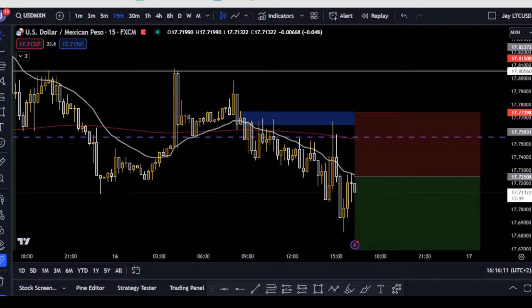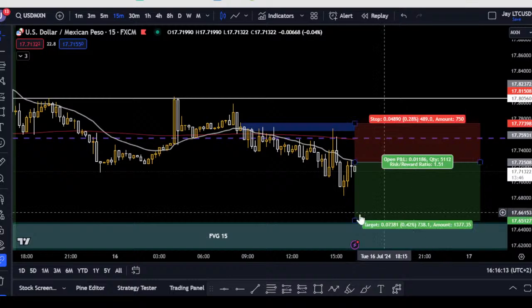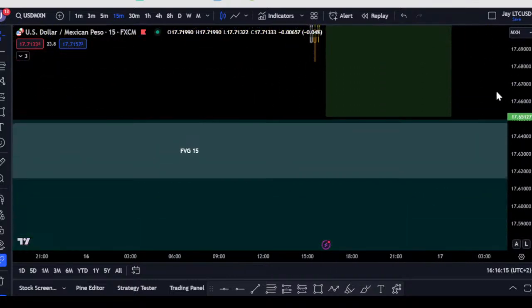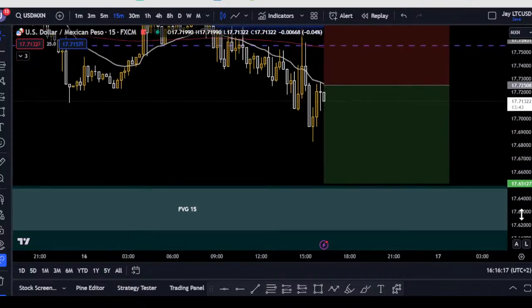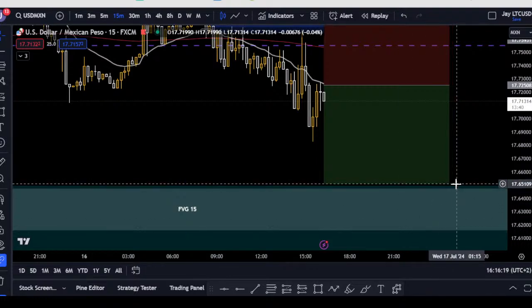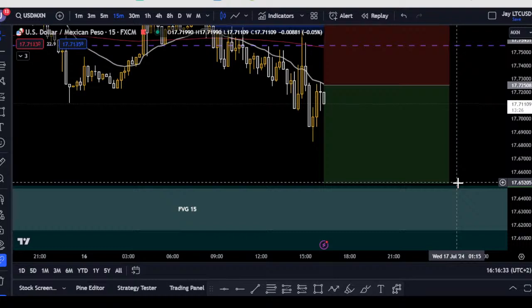Alright, let's see. What I'm looking at right now is Mexican peso. I have 3 different accounts that I trade on, so it gets a little bit messy sometimes. 17.65 is my first TP.